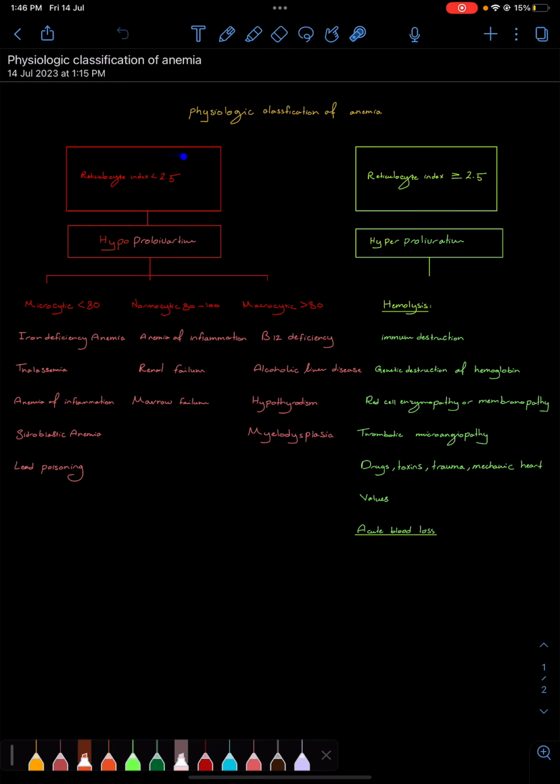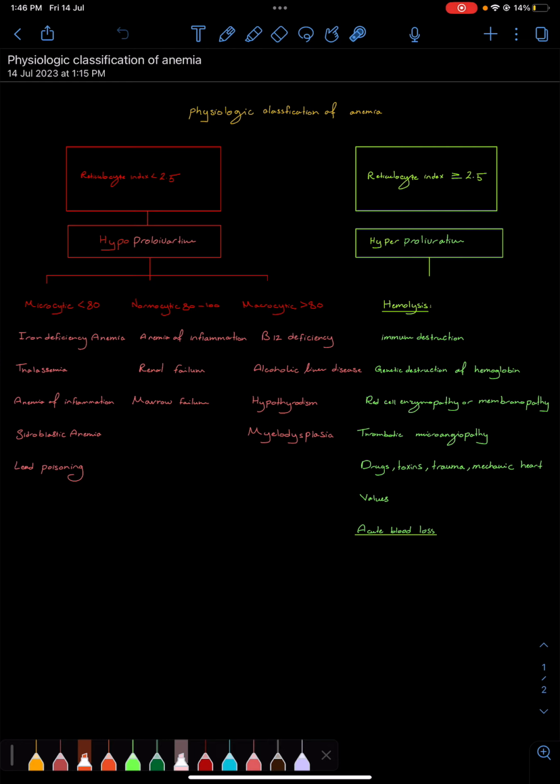The reticulocyte index is less than 2.5 once you get it in the blood check. With a reticulocyte index more than 2.5, it's hyperproliferative, mostly either hemolysis or acute blood loss, because in either case the reticulocyte count is going to be high.